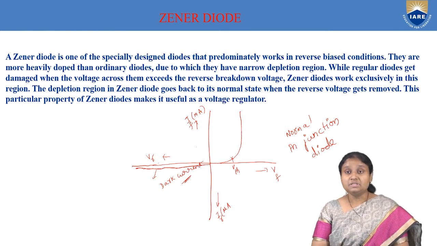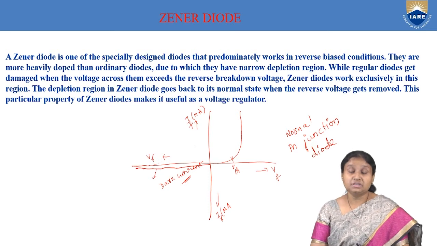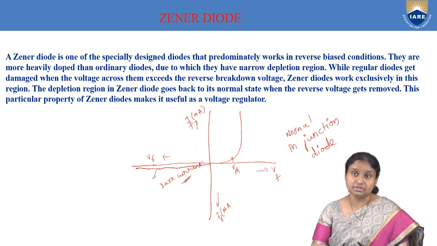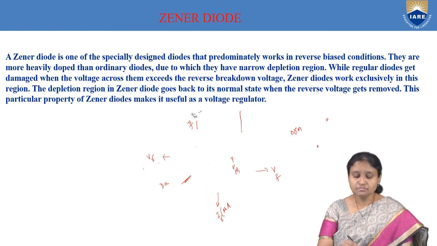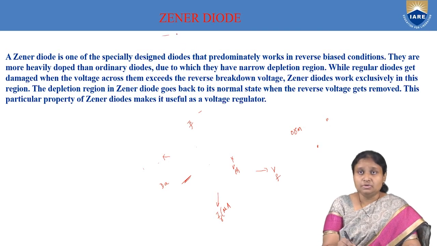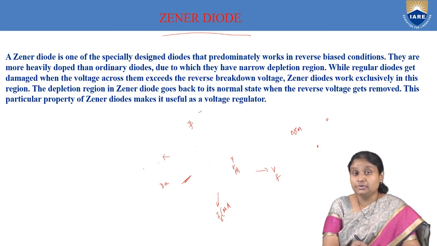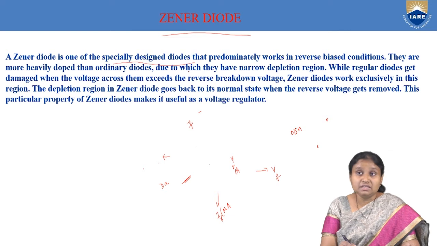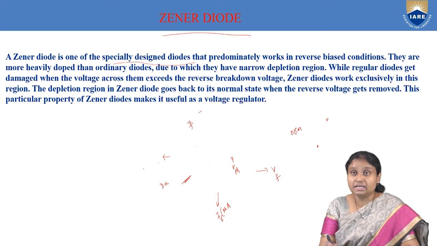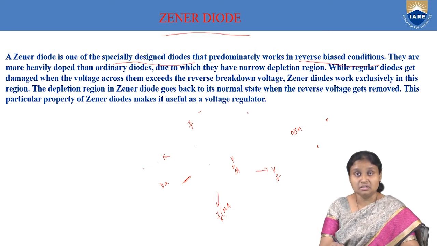Now our purpose is to make a reverse biased PN junction diode conducting, and that we are going to do in the Zener diode. So what exactly happens in the Zener diode? As I told you, the Zener diode is specially designed in order to make a reverse biased diode conductive. That's why we call it a specially designed diode. What do I mean by it operating? It is going to conduct current even in reverse biased conditions.